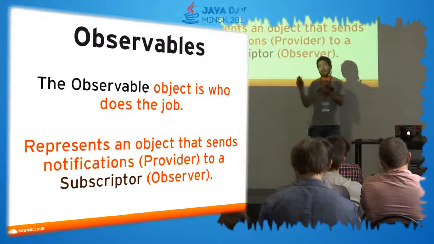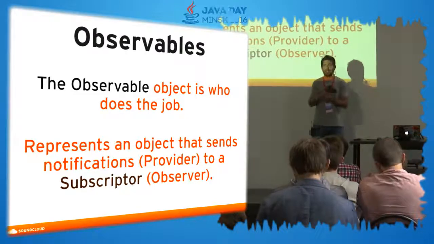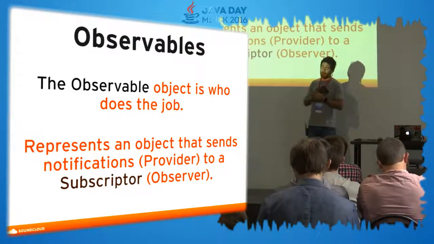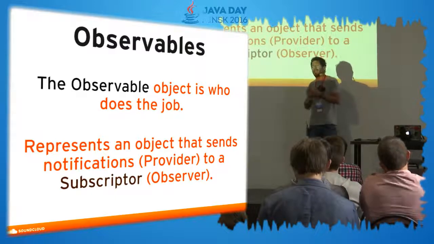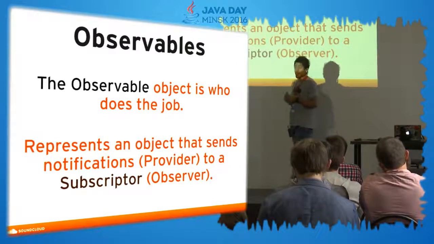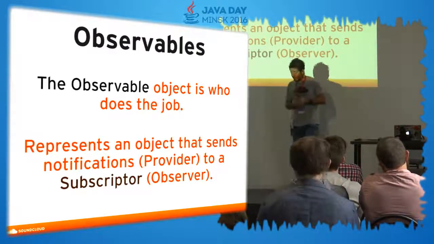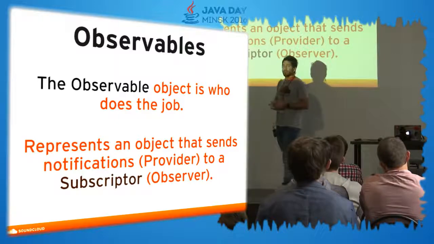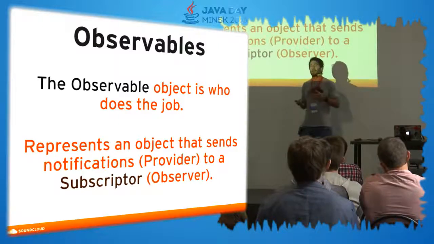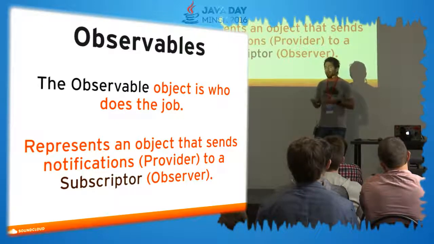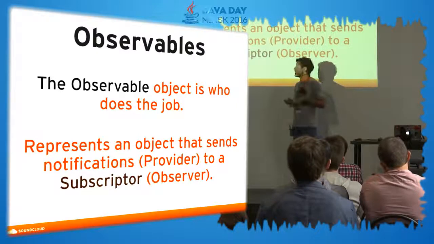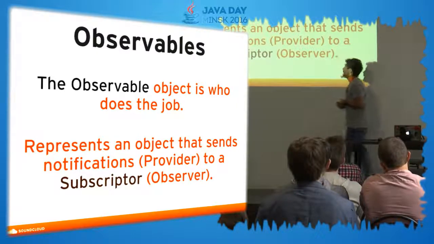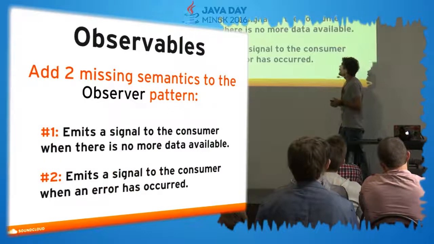So we have a certain task that's going to be performed by the observable. The observable will start emitting items to our subscriber, and we can do anything with those items. We can transform them, we can compose them, and we will see that RxJava brings a lot of built-in operators to deal with this kind of data. We will see examples too.